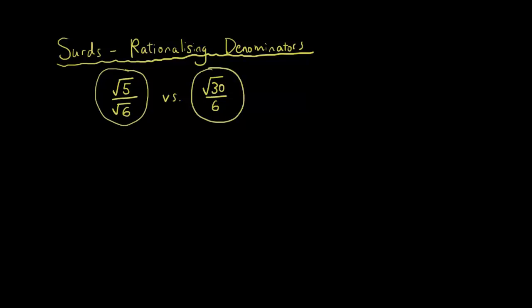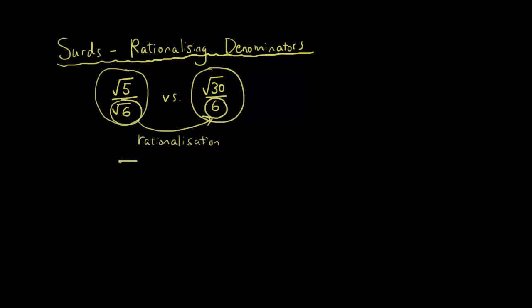The process of going from the first one to the second one is called rationalization, because what's happened is the denominator here, which was the square root of 6, has been turned into 6. So we went from a surd, which was irrational, to a rational number. So how do we do that?